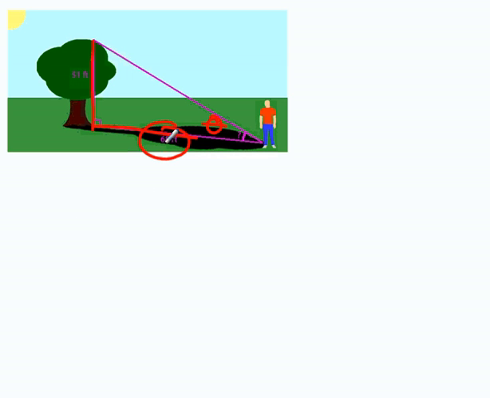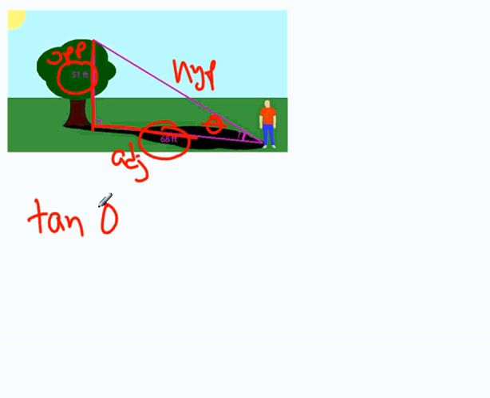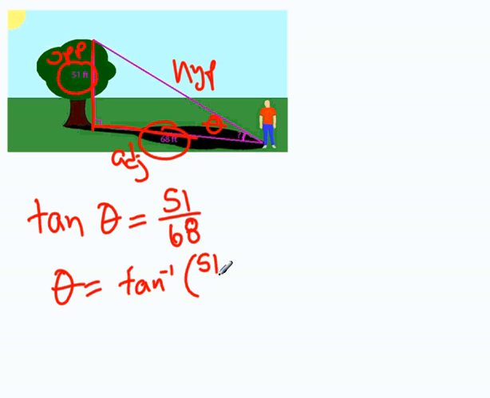We're looking for theta. So in relationship to our angle theta, we know that we would be using the opposite. We have to write it. Here's the opposite, here's the adjacent, here's the hypotenuse. So our two values we're given are opposite and adjacent, so that is the tangent function. So tangent of theta equals 51 feet over 68 feet. Now, since we're solving for an angle measure, we're going to say that theta equals the inverse tangent of 51 over 68.